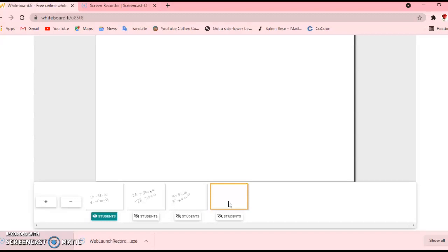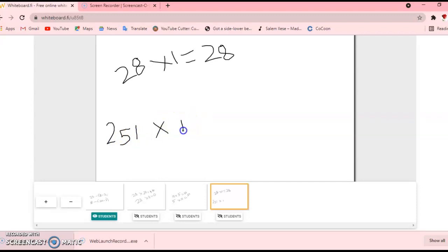Multiplicative identity. 1 is the multiplicative identity of whole numbers. Example: 28 into 1 equals 28. 251 into 1 equals 251.